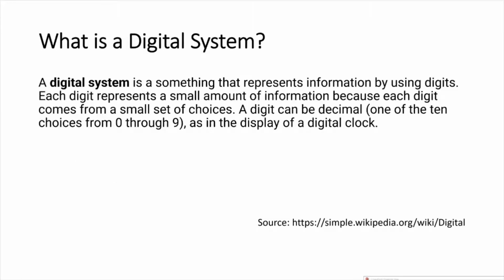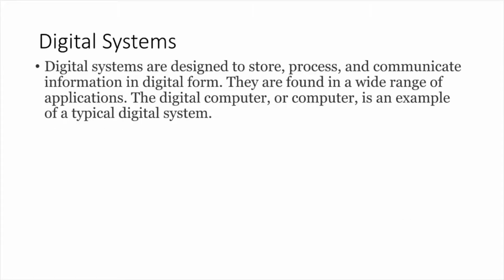A digital system is something where information can be represented with digits or discrete values, or a countable number of values. Okay. Now, digital systems are designed to store, process, and communicate information in a digital form. One of the examples, of course, is a computer.